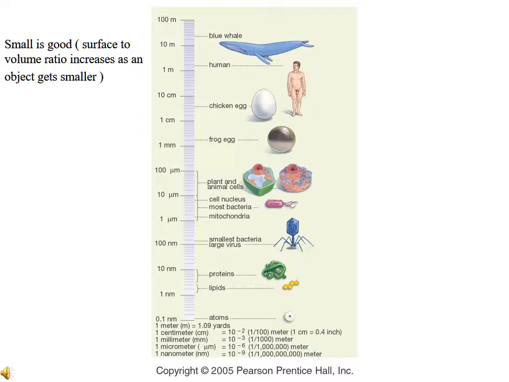Because when you look at the size of any object, the surface to volume ratio increases as the object gets smaller. In this sense, a cell is very efficient in getting material in, which is food and oxygen and water and so on, and getting material out, which would be, of course, waste products. So being small is good.